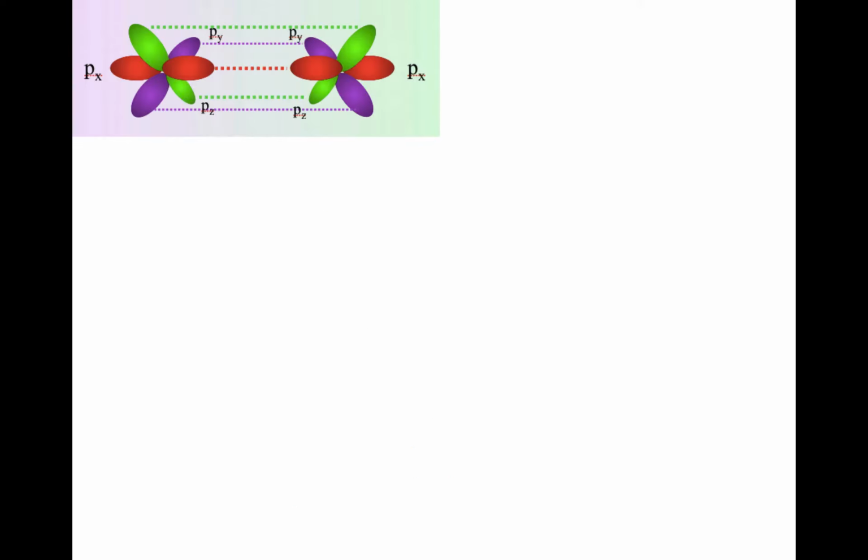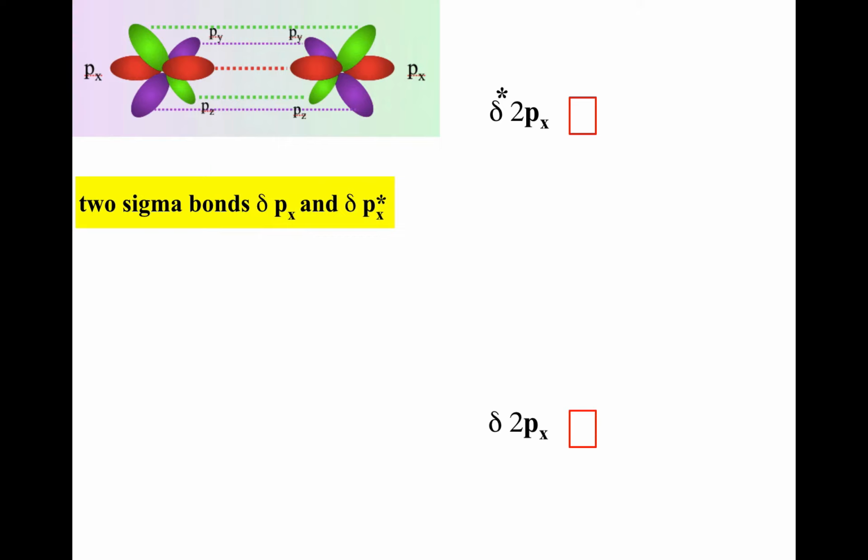Then we get to the p's. If you remember, a p looks like a dumbbell. So if we're looking at the red dumbbell of the one atom and the red dumbbell of the other atom, they can overlap in such a way that they're overlapping between the nuclei. This is a sigma overlap. That means that the y orientation and the z orientation that are going into and out of the board here are going to overlap outside the internuclear zone, and this is how you get pi bonding in molecular orbital theory.